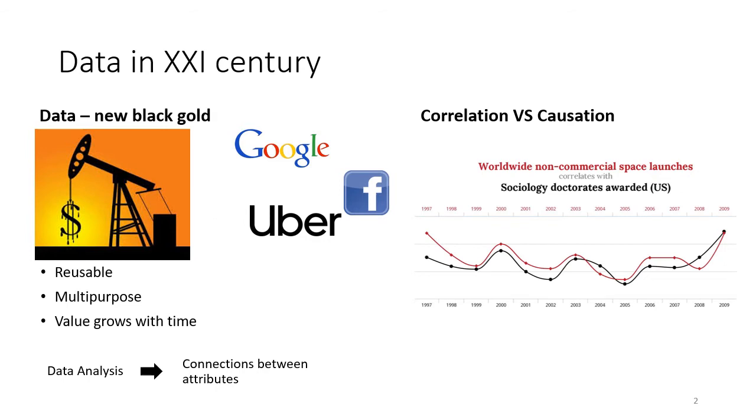For example, let us consider two time series presented on this graph. The time series in red corresponds to the number of worldwide non-commercial space launches per year, while the time series in black shows the number of sociology doctorates awarded in the US per year. We can see that the two time series follow each other very tightly. That will result in a high value of correlation. However, our common sense suggests that there should not be a physical relationship between these two attributes. It means that automatically identified correlations can be misleading. So, is there something that can be done about this?